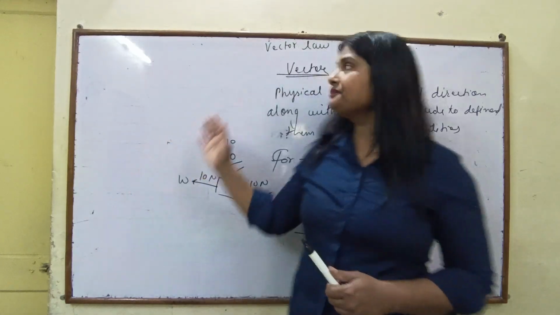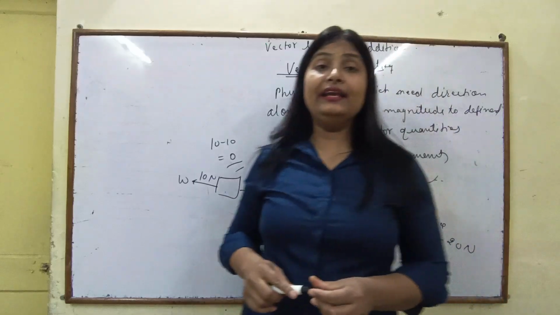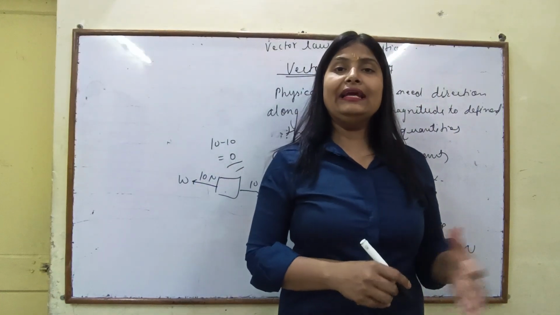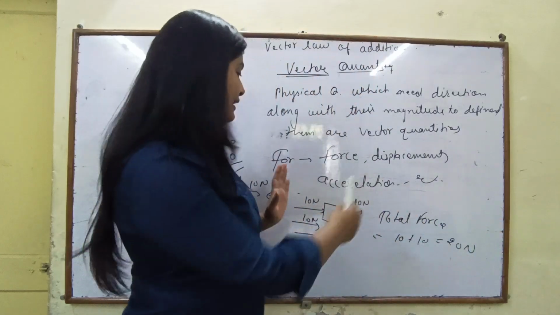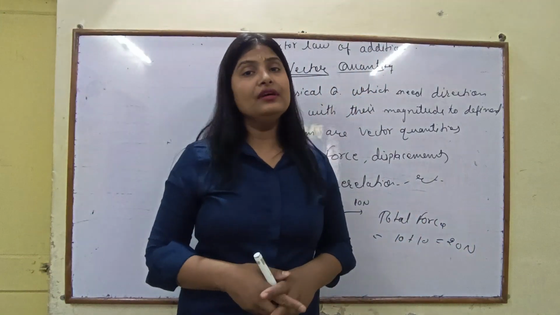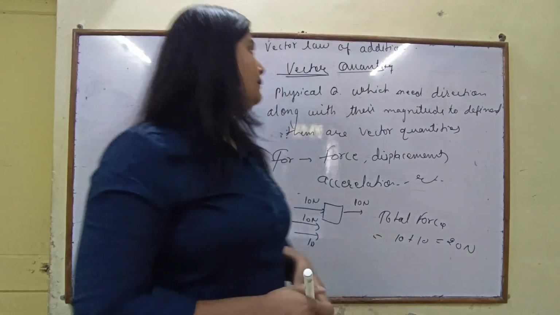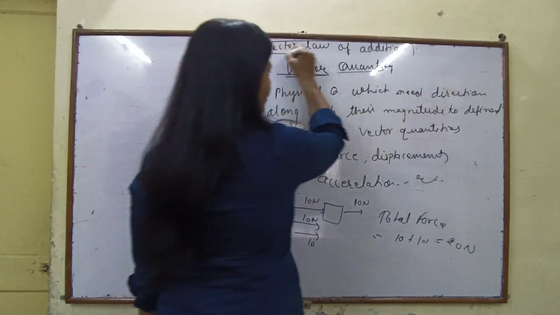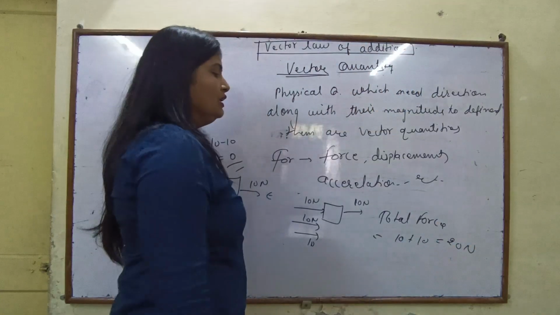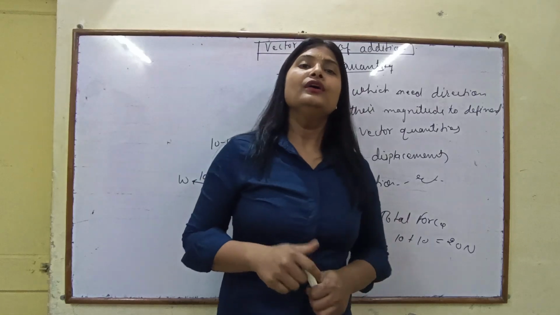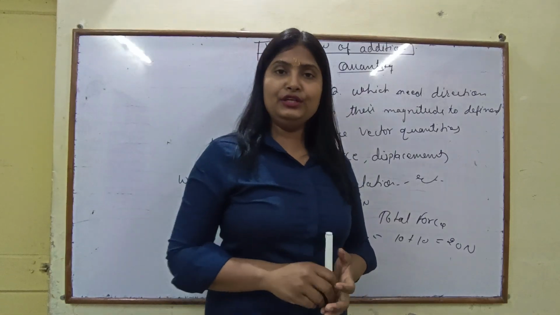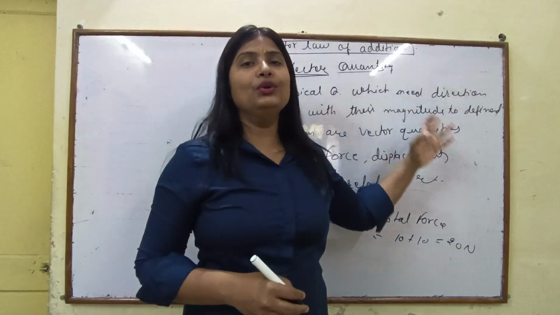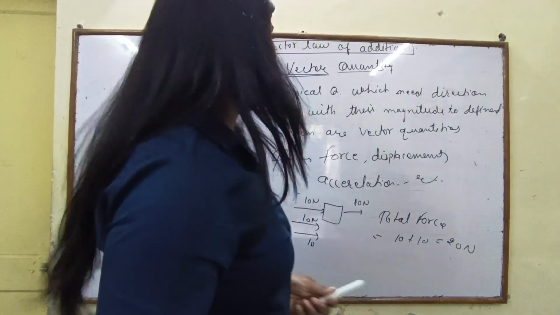So in vector quantities, direction is very important to define them. We can't directly total when we find the resultant or net amount of vector quantities. So they all follow the vector law of addition. Those quantities which, to define them, need magnitude as well as direction are known as vector quantities.